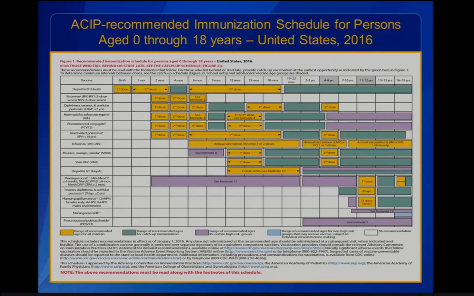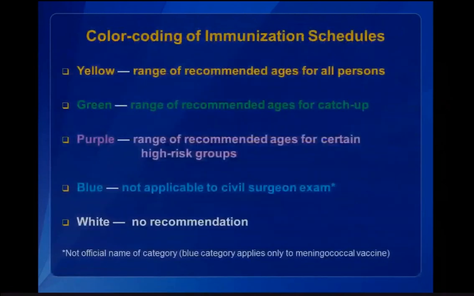And then we really don't need to worry about the blue here, and if it's blank, it's no recommendation. But what you'll see, I reviewed this here: yellow is the range of recommended ages for all persons. This is the catch-up. Again, the purple is for certain high-risk groups, blue we won't worry about, and white is no recommendation.